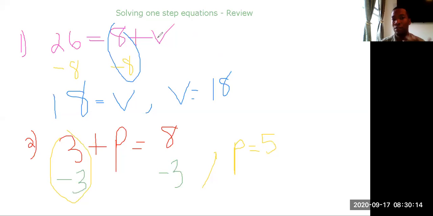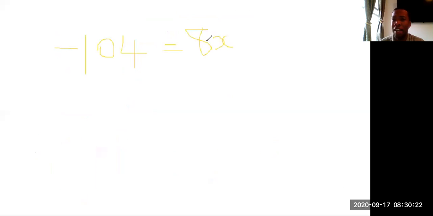The next one is negative 104 equals 8x. How do I solve for x? So I want x by itself. Last time I had something that said 8 plus v. It didn't say 8v, it said 8 plus v, and I did minus 8. This one now says 8x, and I want x by itself. So what's my first step if I want to solve this one? And remember, the goal is always to try and get the variable by itself. The goal is to try and get x by itself.